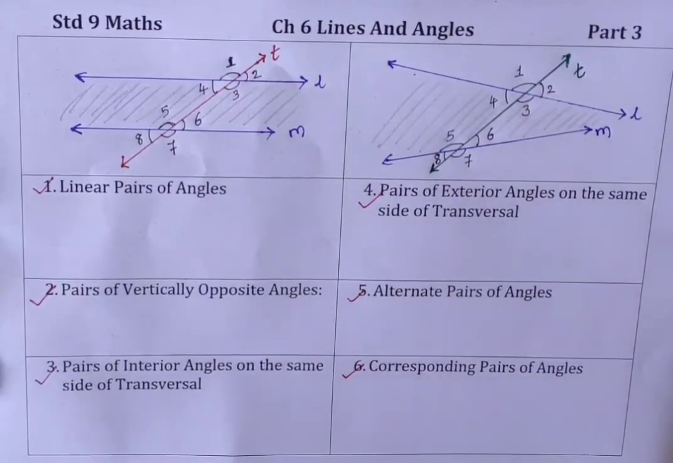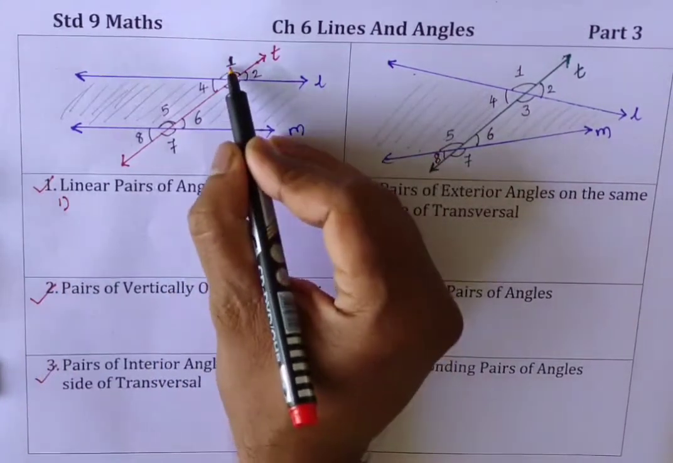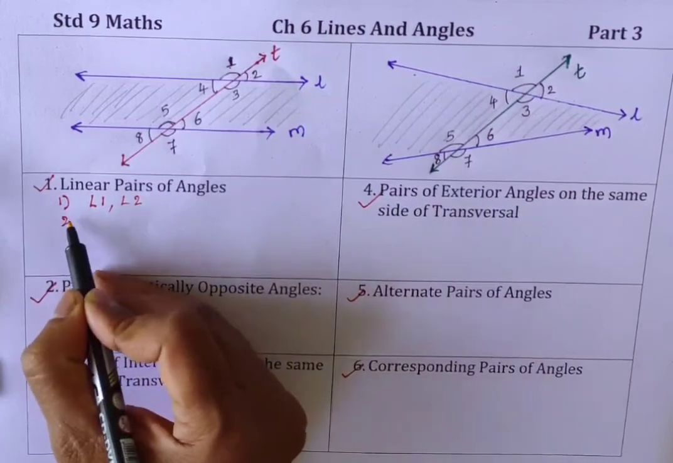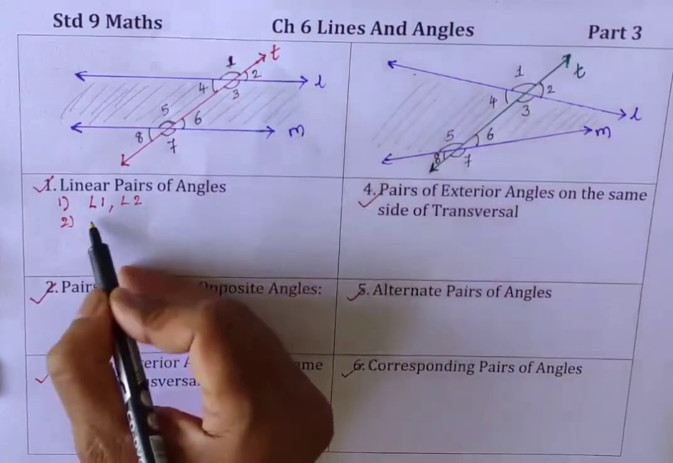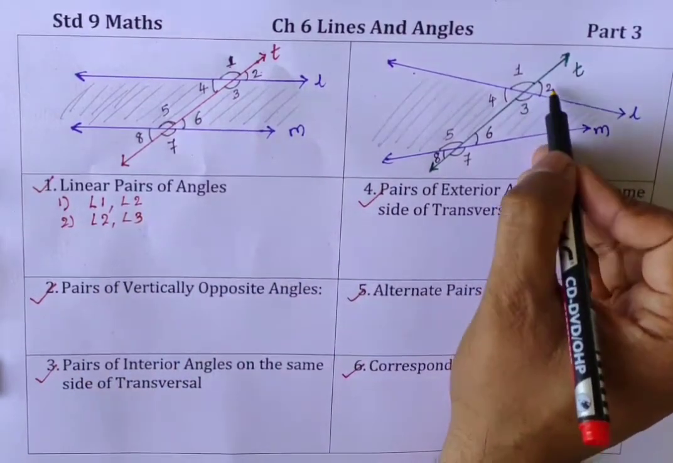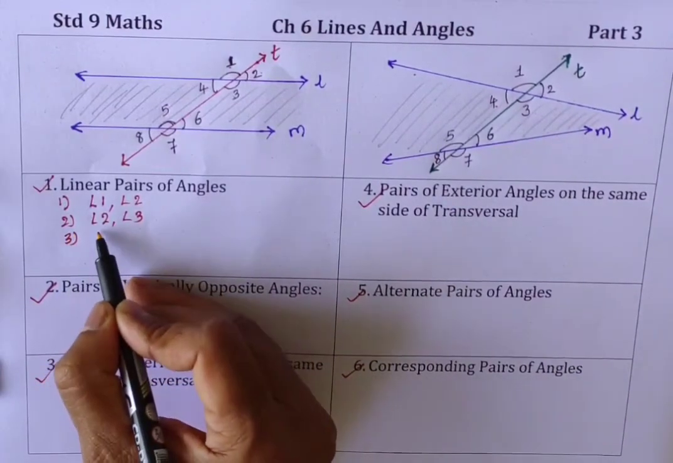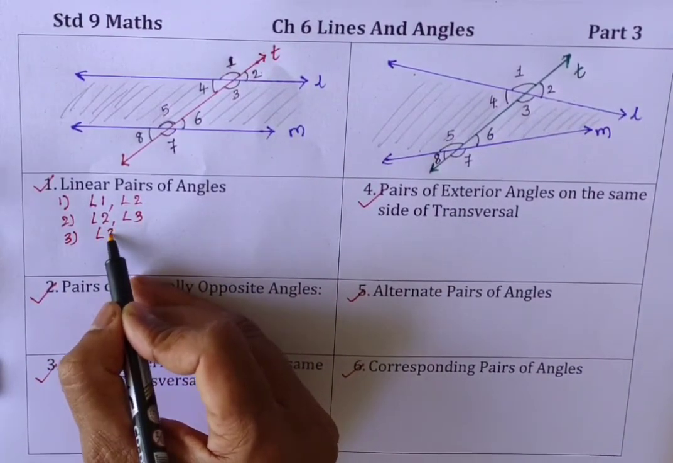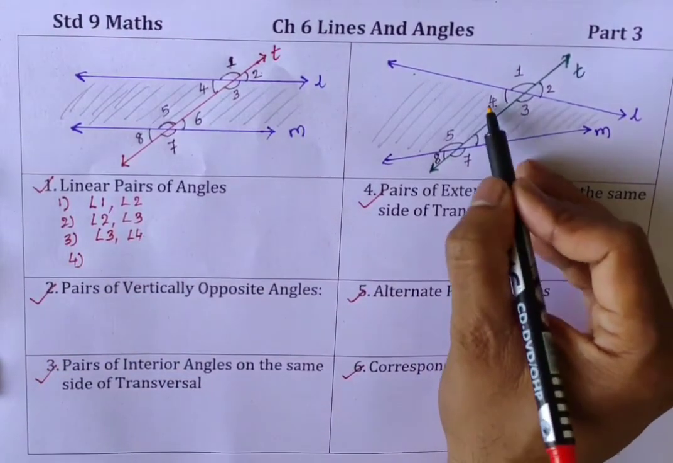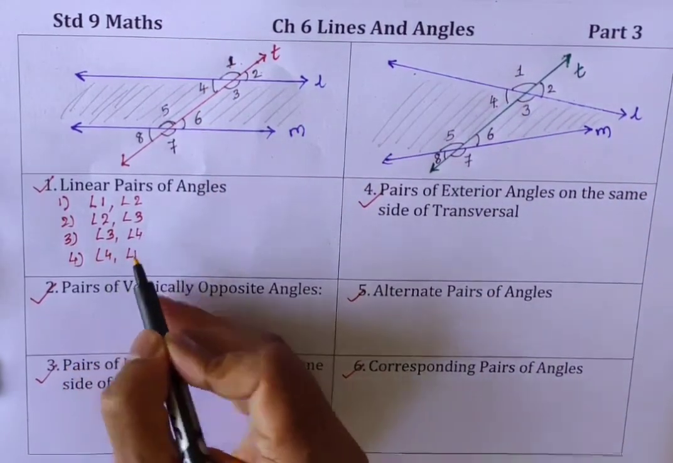It's already explained to you. So if you talk about linear pairs, the first pair is angle 1 and angle 2. Second pair, angle 2 and angle 3. Next is angle 3 and angle 4. And the fourth one, angle 4 and angle 1.